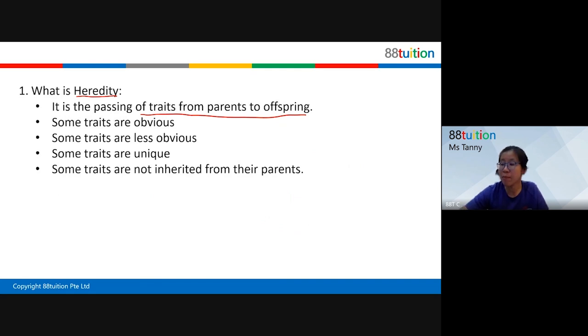Okay, so some traits are quite obvious. So for example, just now I said my mother's eyes, your eyes, nose, or what else is quite obvious? Mouth. So those that you can see, we call them very obvious features. Or sometimes even your height. Or some people's eye color. We call them Angmo, right? Those people who are English people, the London or America kind of people.